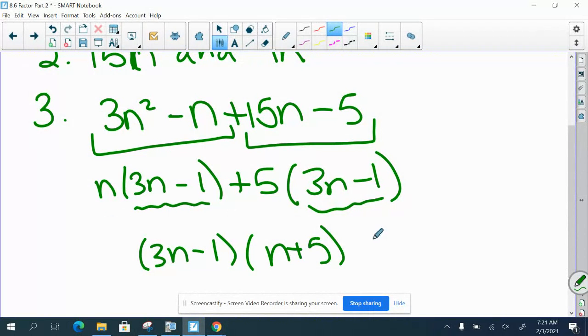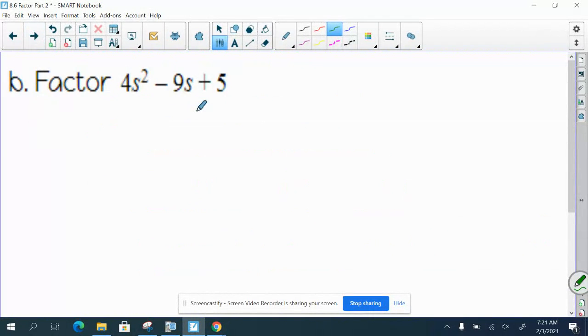You may also write this. This is equivalent to n plus 5 times 3n minus 1. It's the same thing. You can just flip these two around. Multiplication can do that. All right, we'll do a few more examples here.